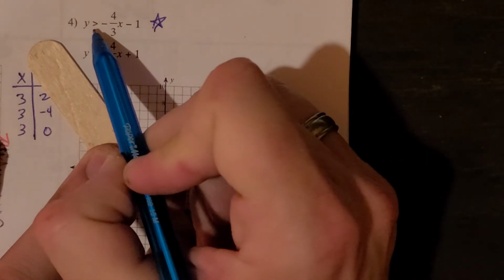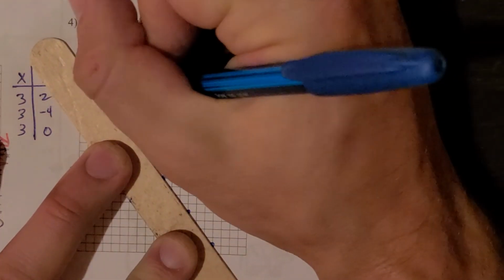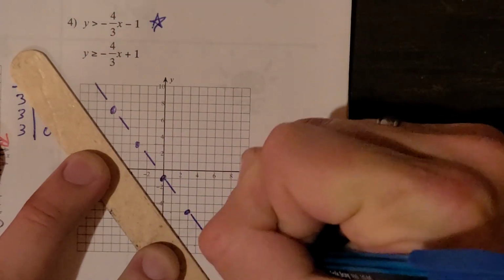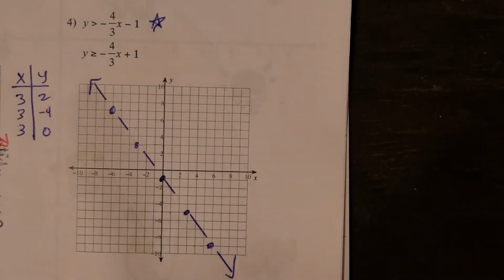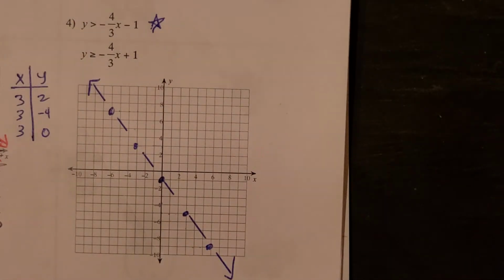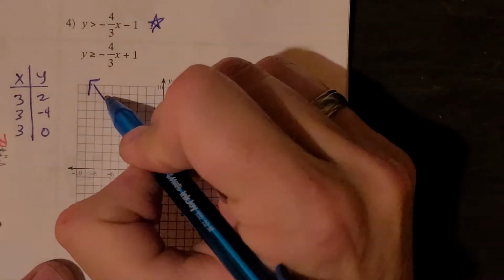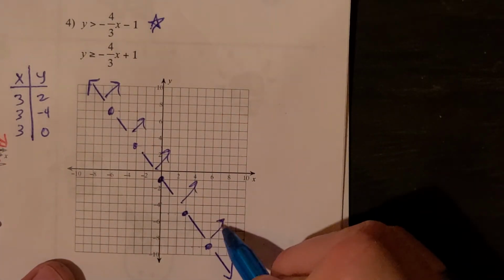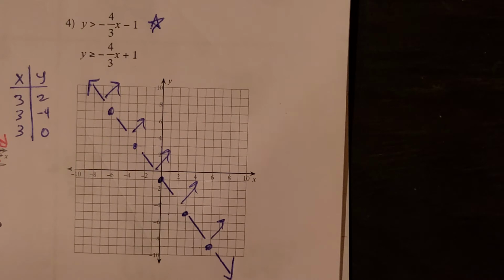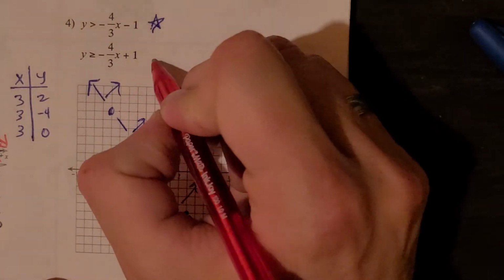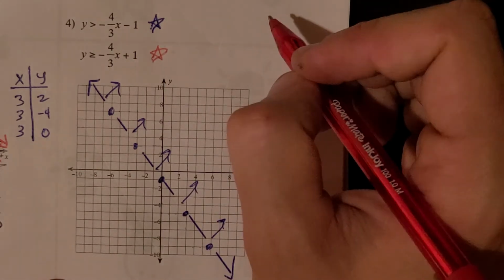Then I should say no line underneath, therefore this should be a dotted line. It's the best looking dotted line I think you've ever seen in your entire life. And then since this says greater than, remember greater than means up, less than means down. So if I were to shade right now, I would shade above this line. But I'm not shading right now, because I still need to graph this guy right here.